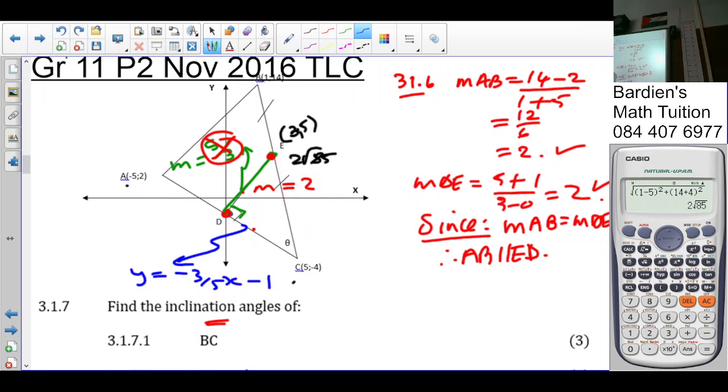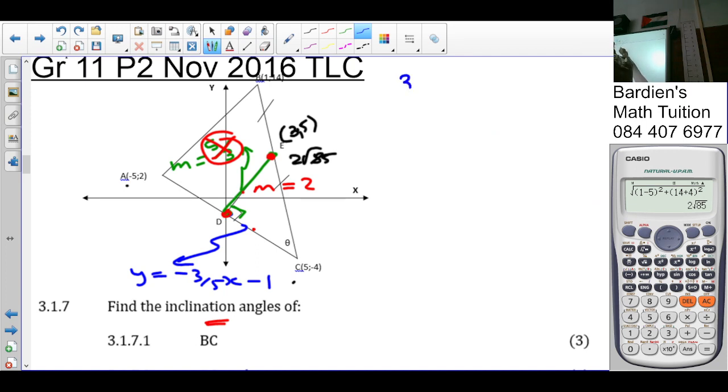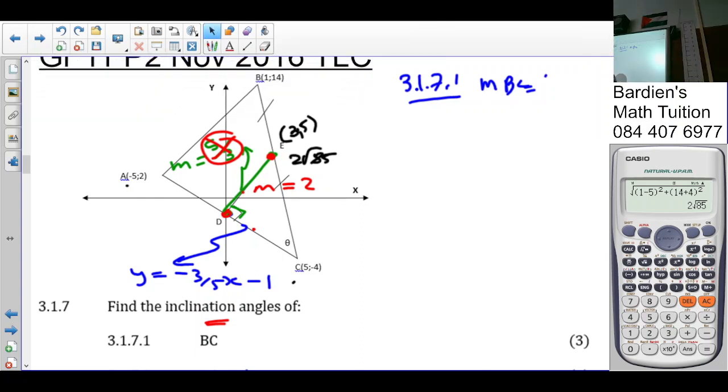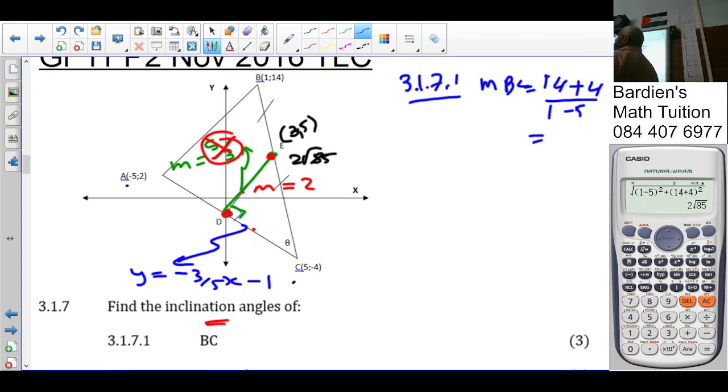So what is the gradient of BC? Do we have the gradient of BC? We don't, so it's going to be, is that 14 or 4? 14 minus 4 over 1 minus 5. So it's going to be 18 over negative 4, negative 9 over 2. So we say tan of, let's call this theta for now, is negative 9 over 2.